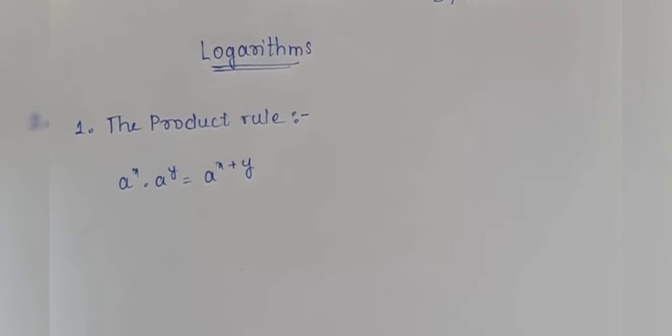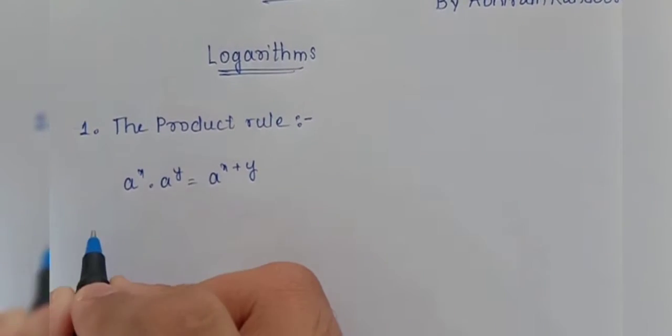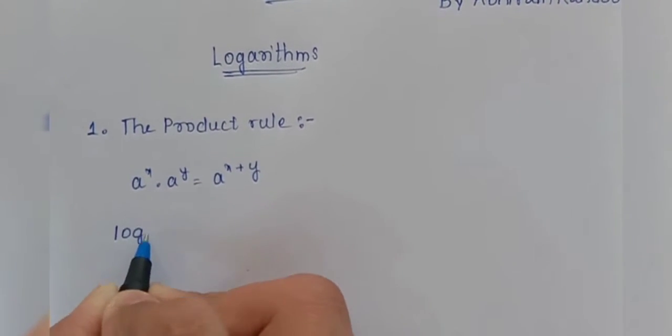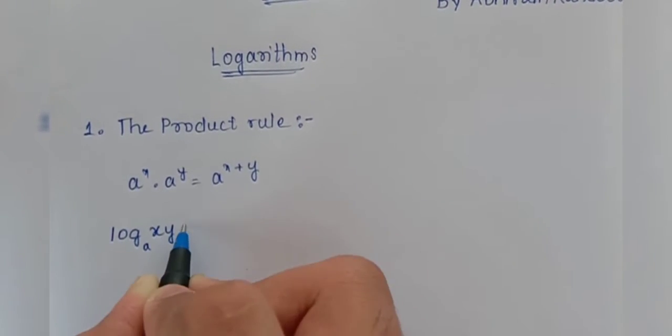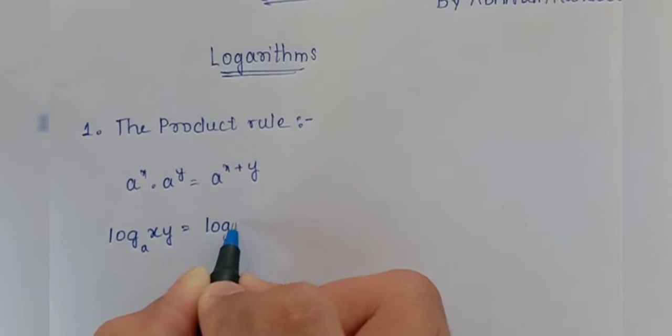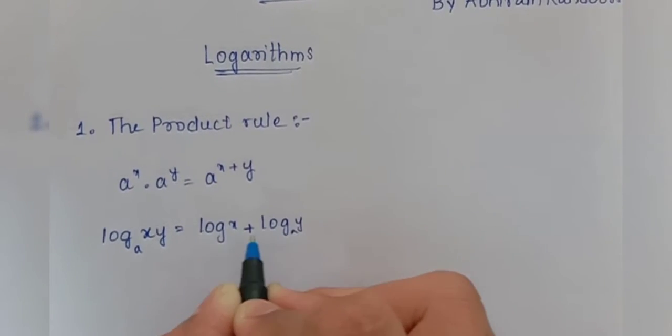This property of exponents, coupled with an awareness that logarithm is an exponent, suggests the product rule. That is, log xy to the base a is equal to log x plus log y to the base a.